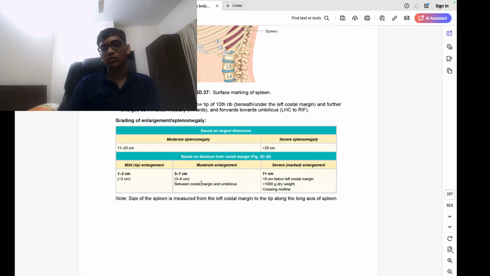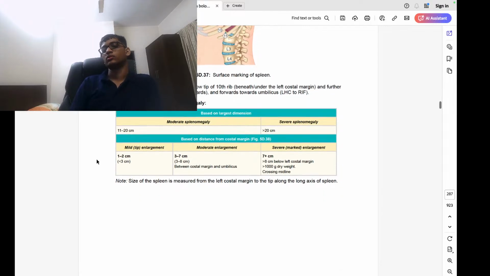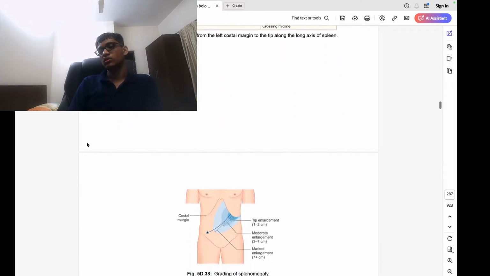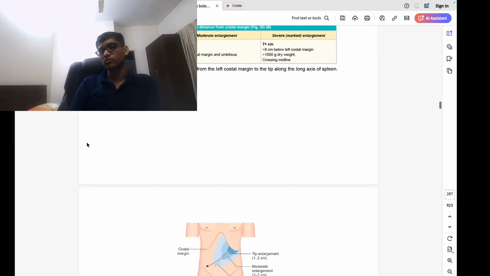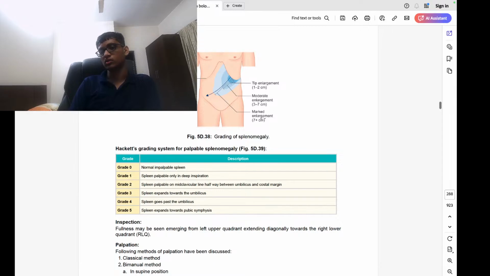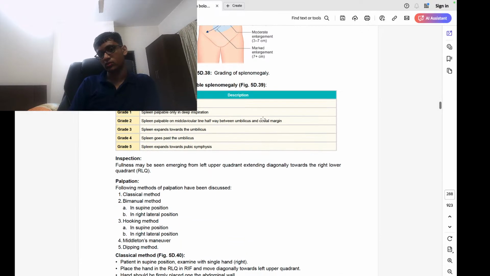In the brackets, whatever they have given is actually the actual length, but because you cannot palpate 1 centimeter, you calculate it from the distance from the costal margin. The size of the spleen is measured from the left costal margin to the tip along the long axis of the spleen. So tip enlargement is 1 to 2 centimeters, moderate enlargement 3 to 7 centimeters, marked enlargement 7 centimeters.